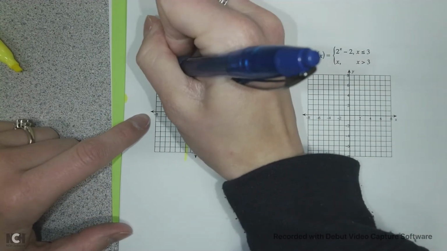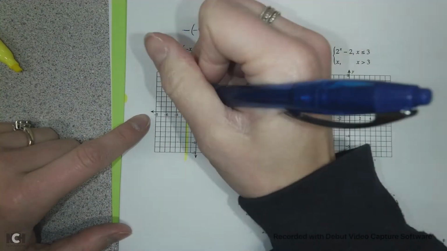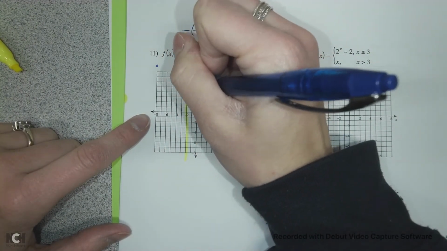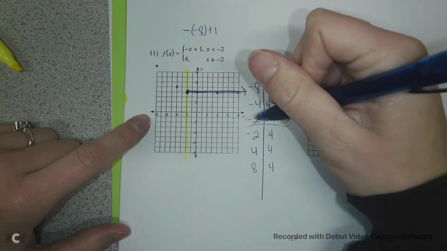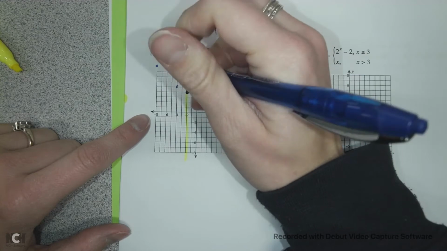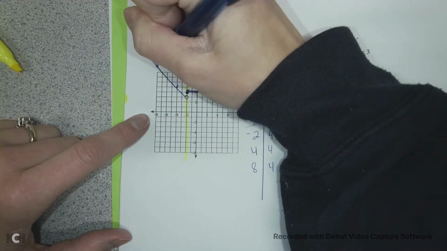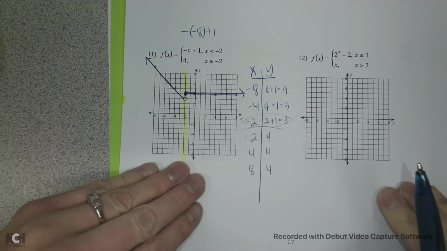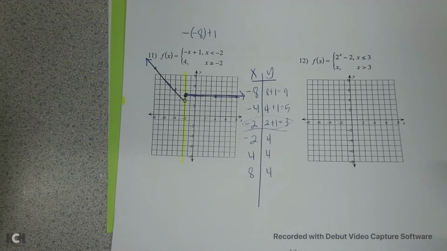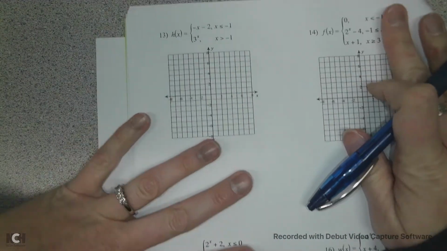Okay, then we have to graph this side, -8, 9. So -8, 9, I don't know, like here. -4, 5. And then we have -2, 3. Remember, this guy is open. And here we are. Okay, looks so good. Pen is really rolly. Okay, let's do 2 more. Let's just finish up. Okay, number 13.